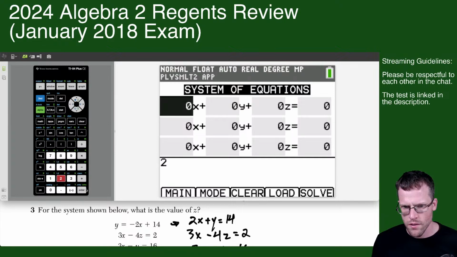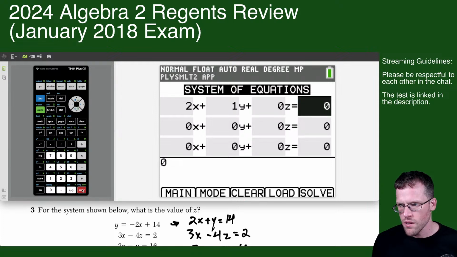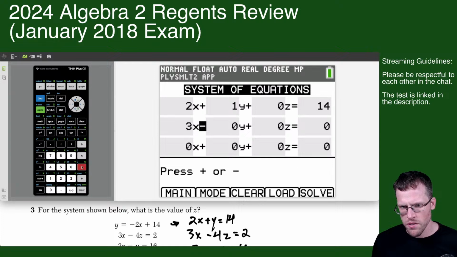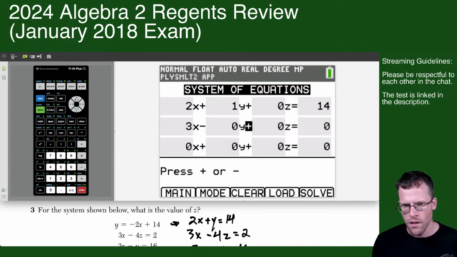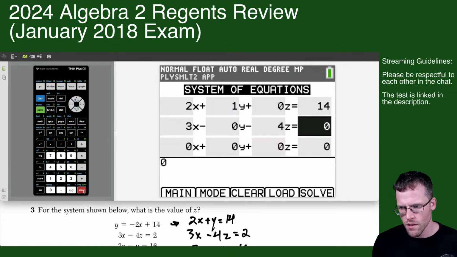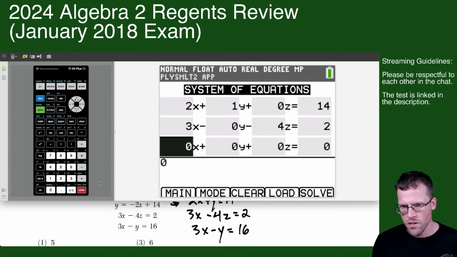So I have 2x. I press enter to keep it plus 1y, 0 z's. I just press enter, equals 14. Okay, now I type in the second equation, 3x. Now minus, I'm going to press subtract. So minus, I'm sorry, there's a 4z, but plus or minus 0y doesn't matter. If you add 0 or subtract 0, it's the same thing. So now I have minus 4z equals 2. And then the last equation is 3x minus 1y plus 0 z's, there's no z term, equals 16.